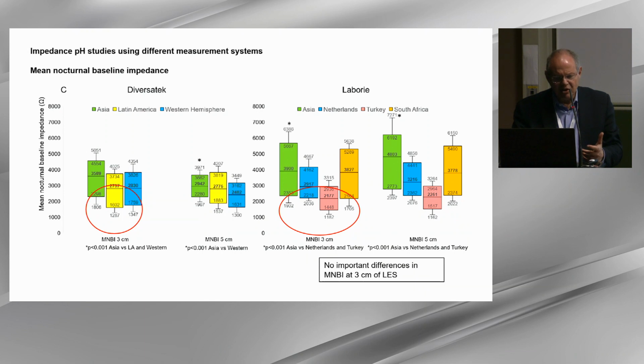Interestingly, there were also regional differences in the MNBI, and I am not surprised at all. You can see that, independent of the system that you use, there are countries where the 5th percentile is lower than in others, particularly in the subjects that were studied with laboratory testing. The 5th percentile in Turkey was 1,200, whereas in Asia it was around 1,900.